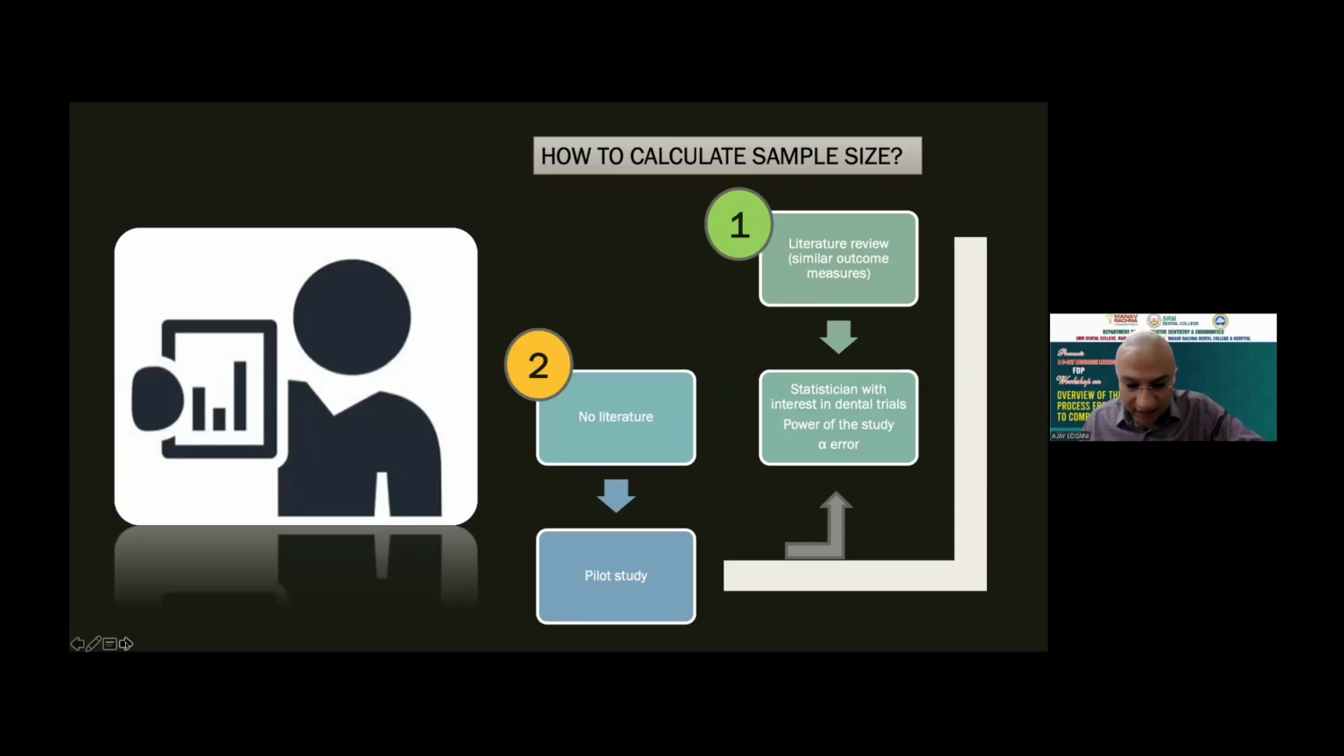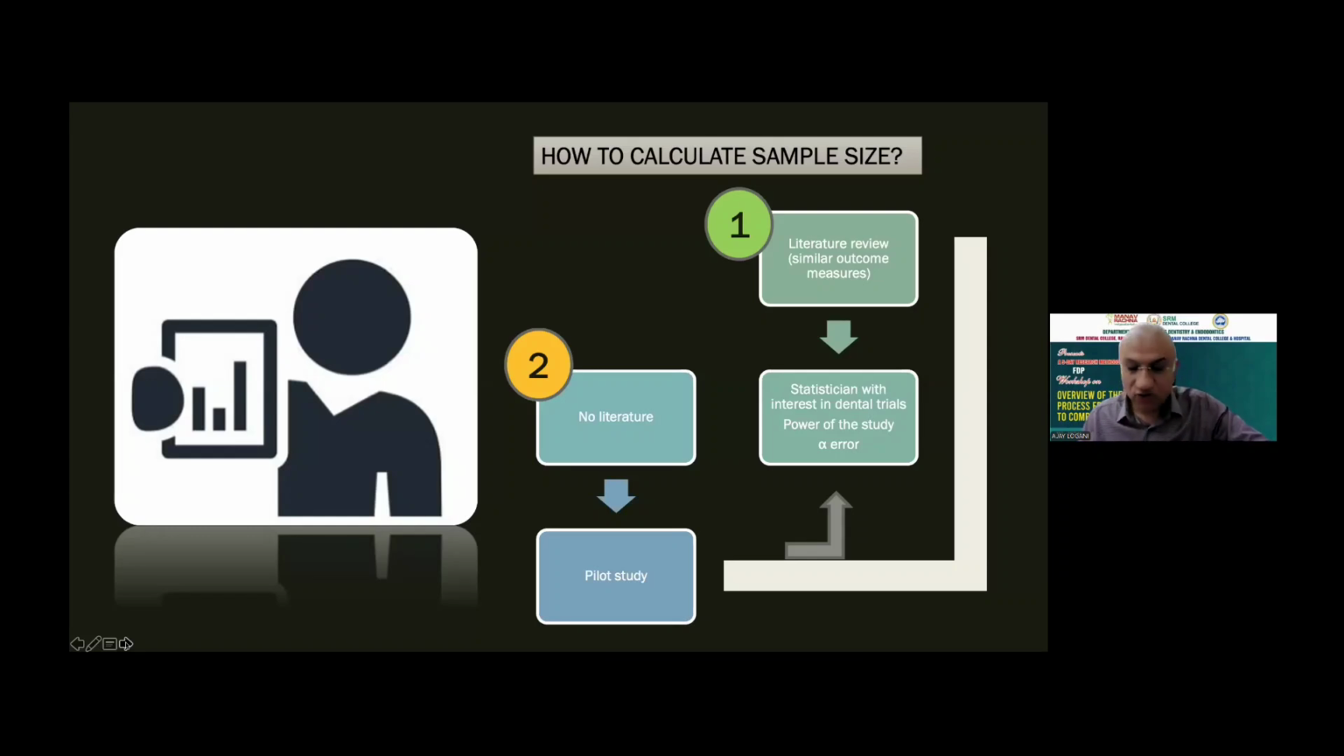With that article which you have found for him, he would probably understand it better, set the power of the study, set the alpha error, and develop a sample size for you. That's what the message here is. Take the right article, a recent article on the same topic with the same outcome measures, take it to a dental related statistician. He would help you to get the right sample size.